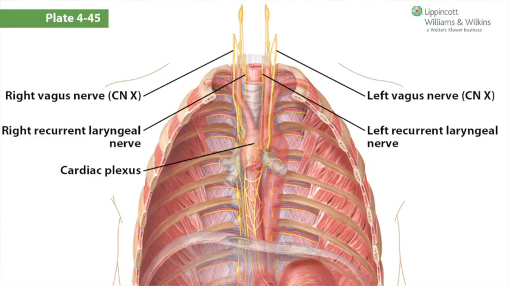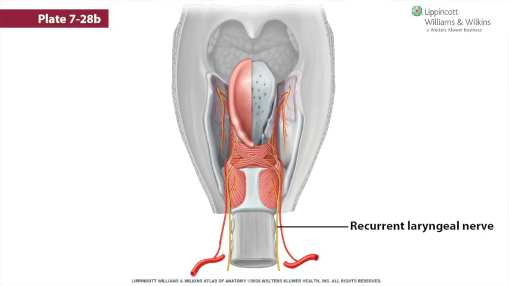The recurrent laryngeal nerves travel superiorly to pass the inferior border of the inferior pharyngeal constrictor muscle to reach the larynx. The recurrent laryngeal nerves provide general visceral efferent fibers to all of the laryngeal muscles except for the cricothyroid, which is innervated by the external laryngeal nerve. The recurrent laryngeal nerves also provide general visceral afferent fibers to the laryngeal mucosa below the vocal cords.